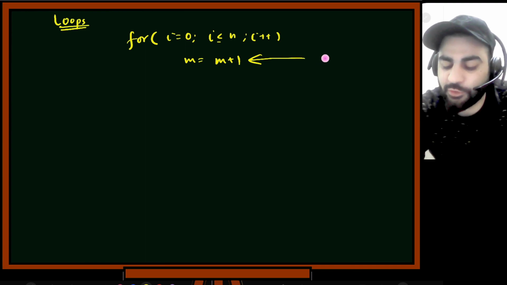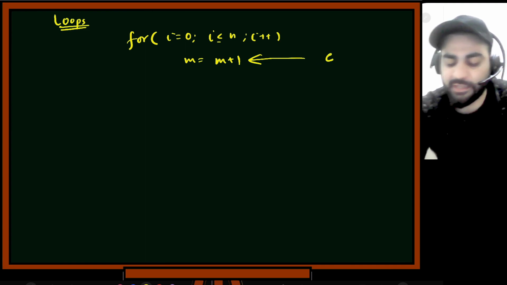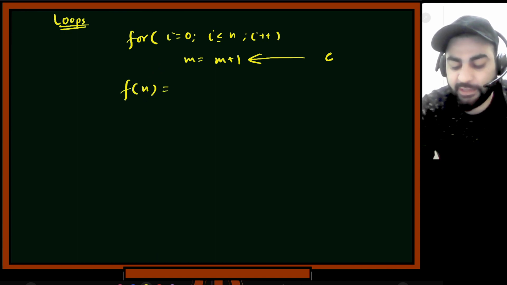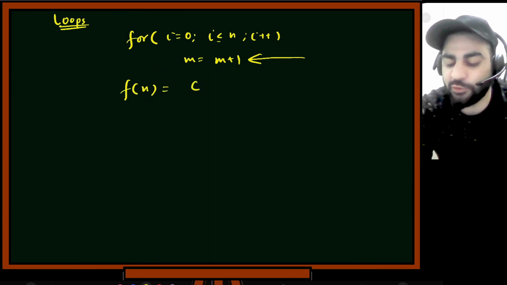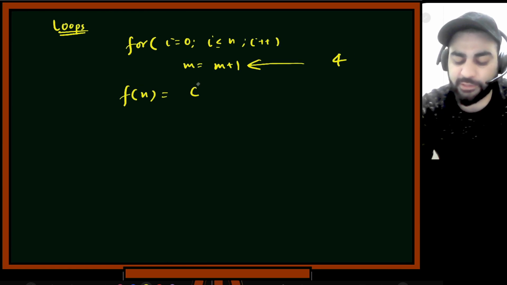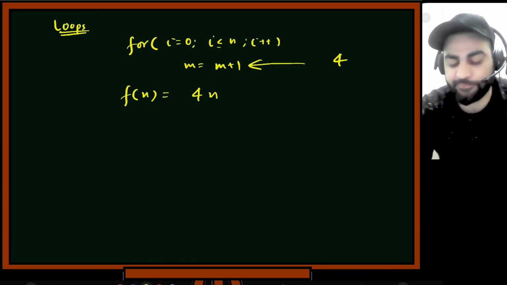So this statement will run n times. Let's suppose this takes some constant time c. So what is the function which represents this? The function f of n is c times n. Let's give c a value. Let's suppose this constant time is 4. So we'll write 4 times n.